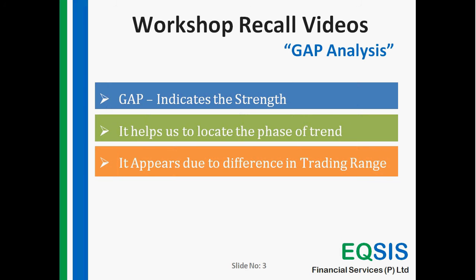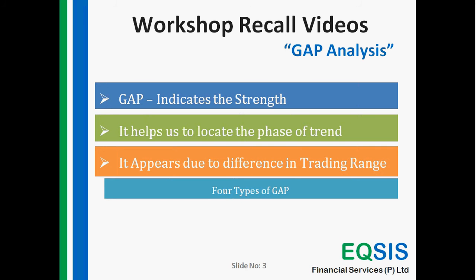And it appears due to the difference of trading range. Say today the stock is trading from 10 to 20, and the next day the stock opens at 30 and closes at 40. It means there is a difference between 30 and 20, between yesterday and today, in the prices. That difference is called a gap. We will see things graphically in the next slide.